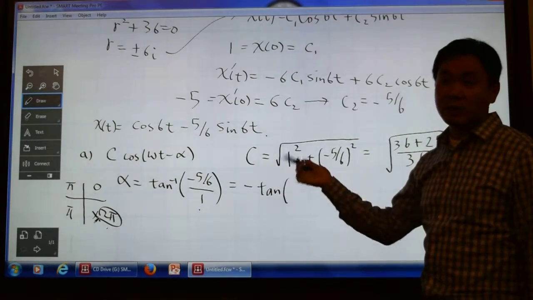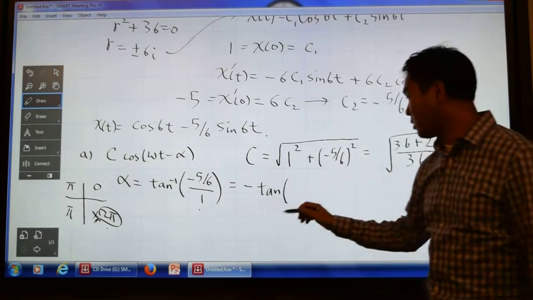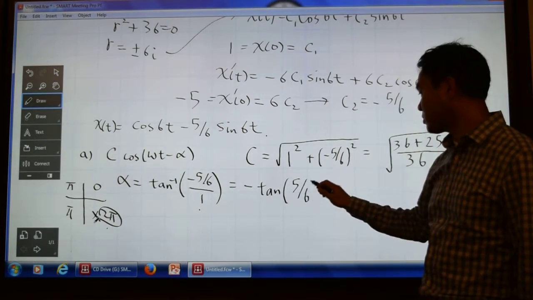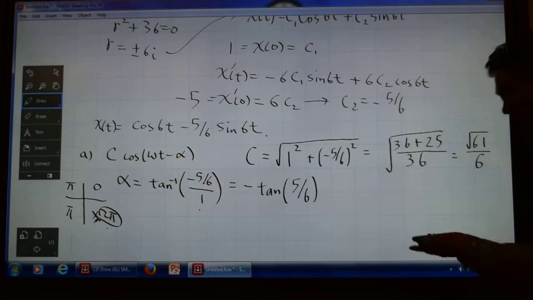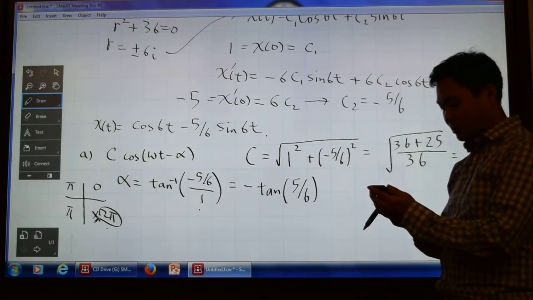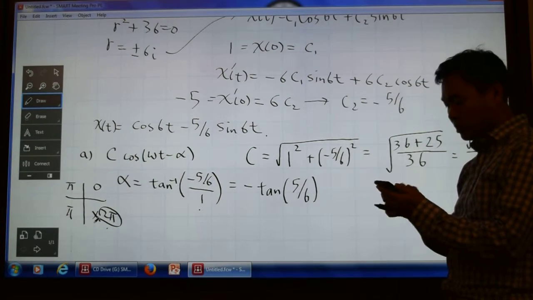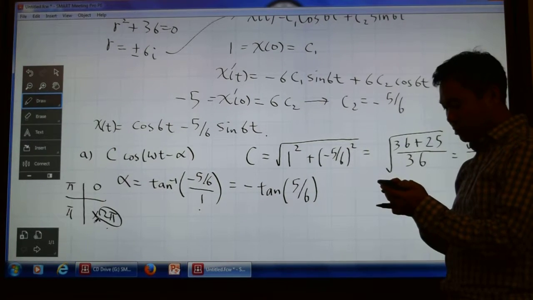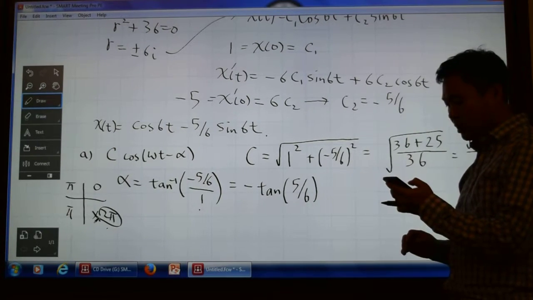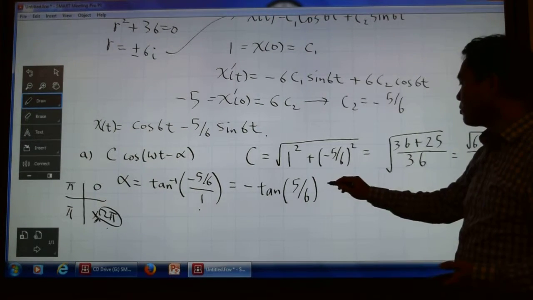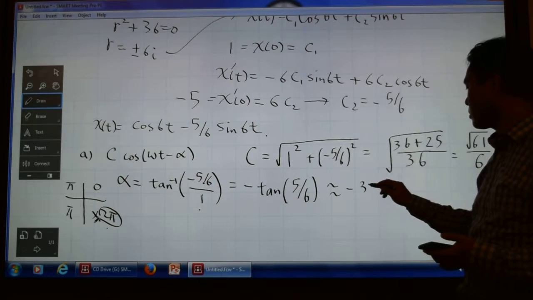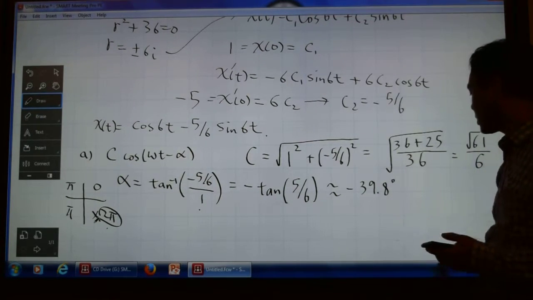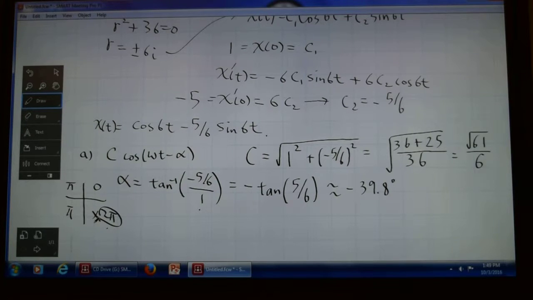And 5 over 6 divided by 1. Anything divided by 1 is itself, so I can just say tangent inverse of 5 over 6. And you can use a calculator to figure out what that value is. Let's try a calculator. 5 divided by 6 is 0.8333, and then if I do tangent inverse of it, I get 39.8 degrees. So this is about 40 degrees. That's the phase angle.